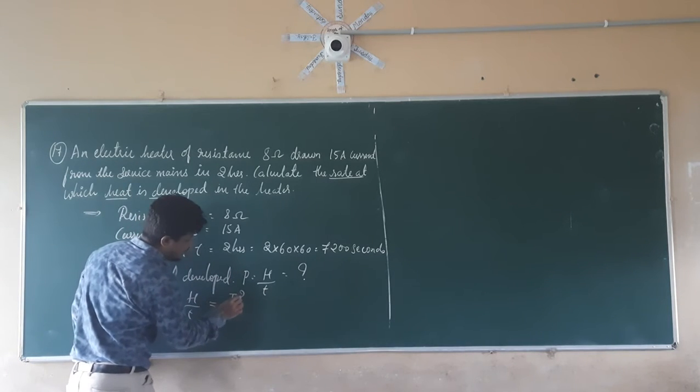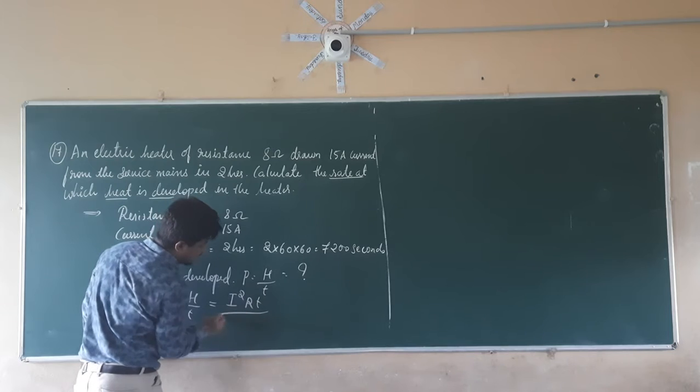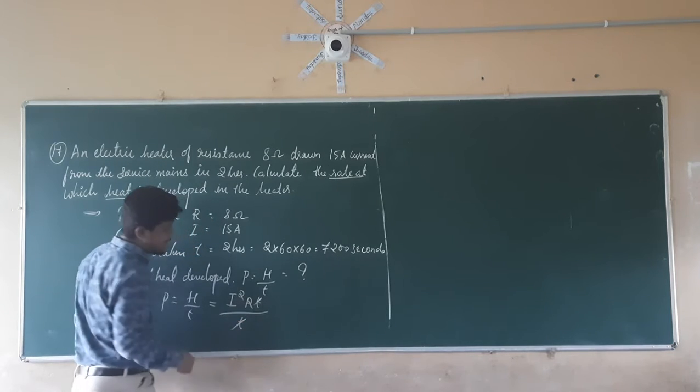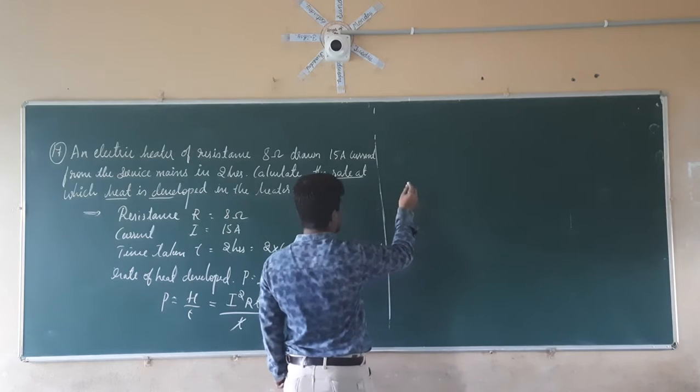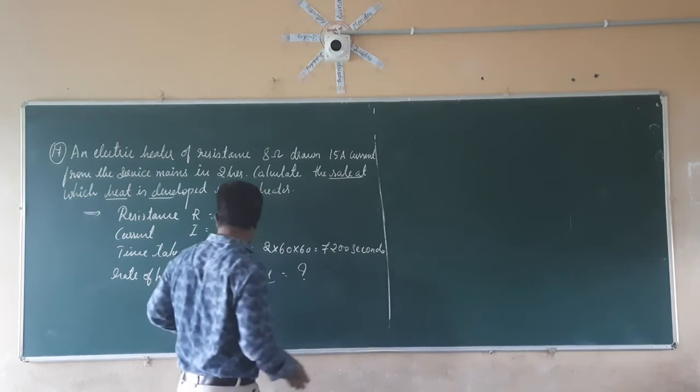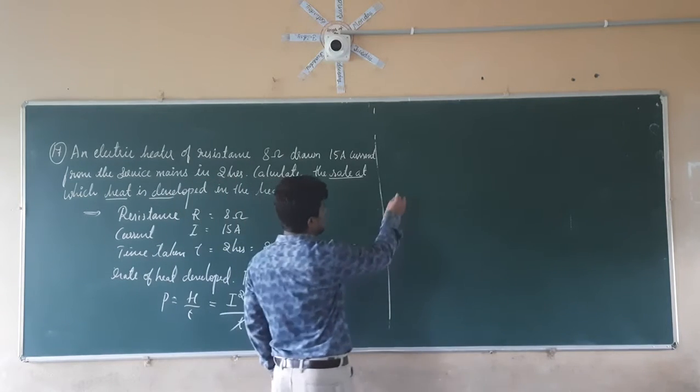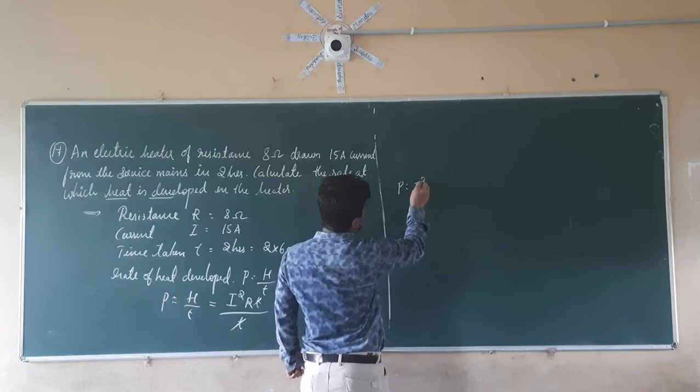Therefore, I square R into T divided by T. So T gets cancelled. One will remain here. We are left with P is equal to I square R. So P is equal to I square R.